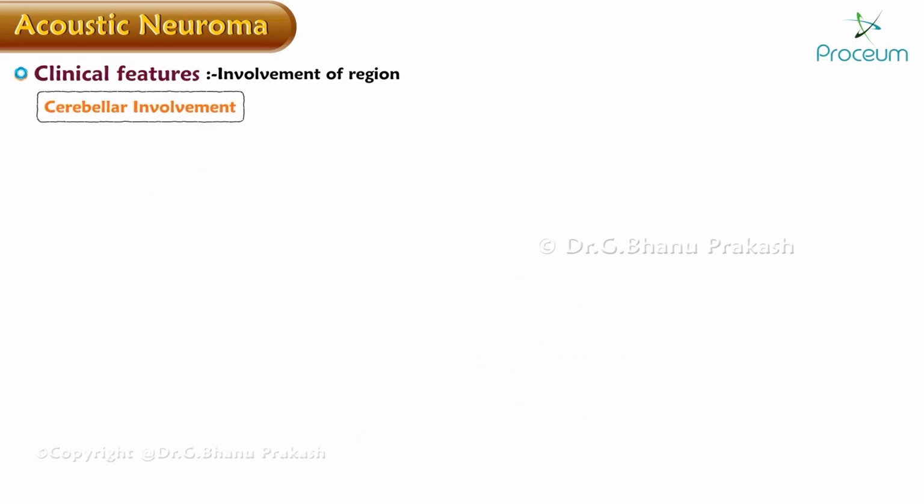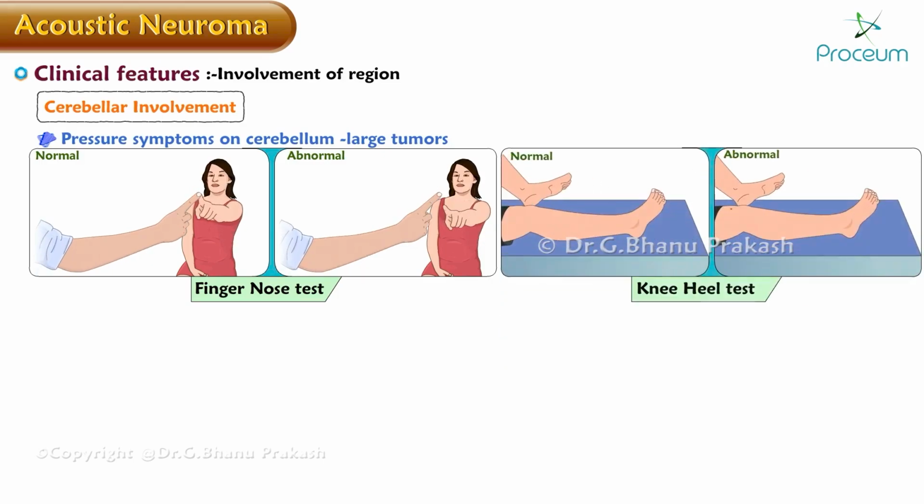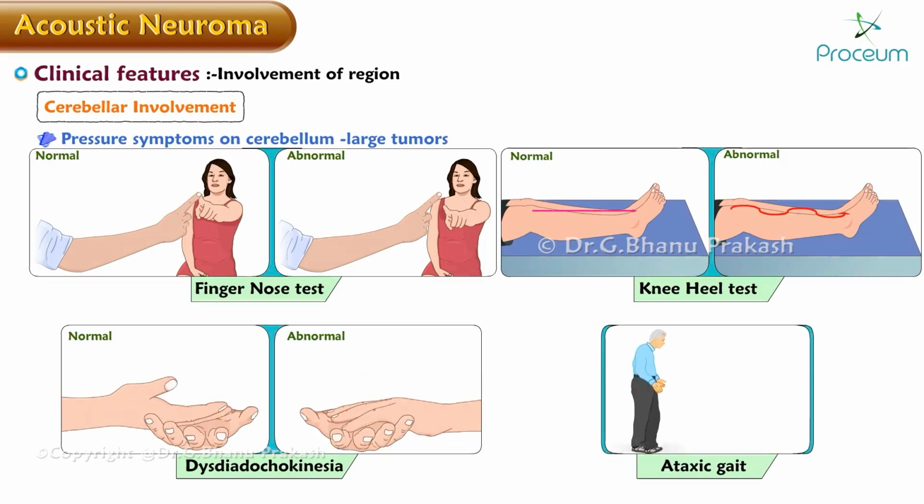Cerebellar involvement. Pressure symptoms on the cerebellum are seen in large tumors. This is revealed by the finger-nose test, knee-heel test, dysdiadochokinesia, ataxic gait, and inability to walk along a straight line with the tendency to fall to the affected side.